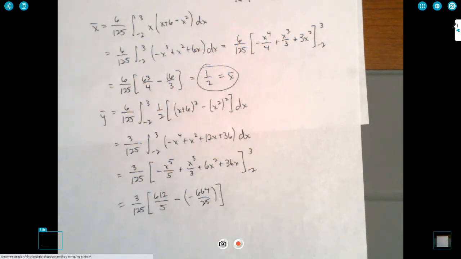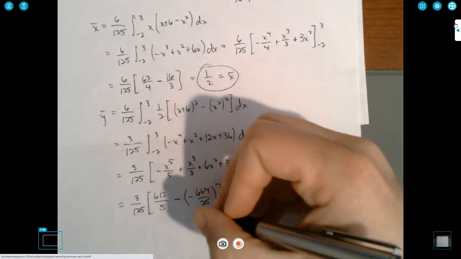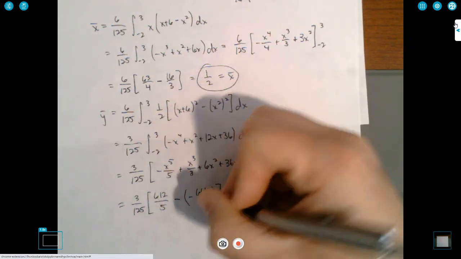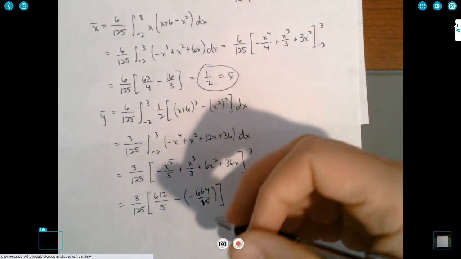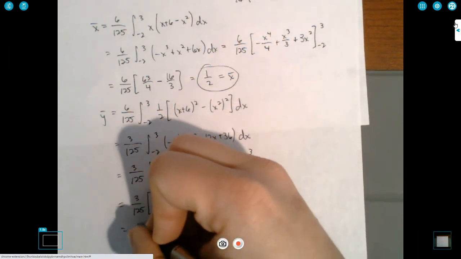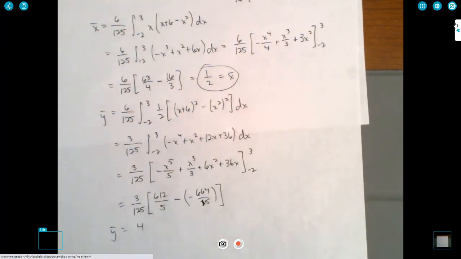Hold on, something went wrong. Oh, I'm sorry. It's negative 664 over 15. Let me see if that makes it any better. So 612 over 5 plus 664 over 15. Yes. Times 3 over 125 is... You're kidding me. So this is 4. So there's y bar. So y bar equals 4.